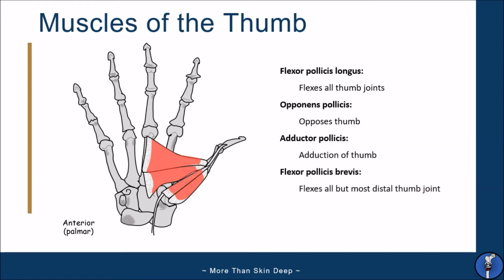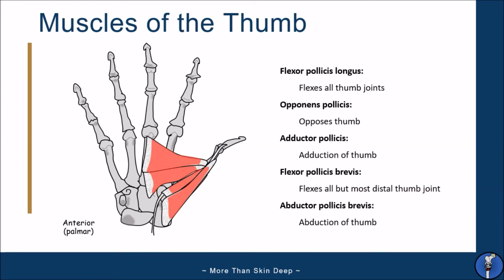The flexor pollicis brevis roughly overlies the opponens pollicis and likewise originates from the trapezium carpal. It inserts into the lateral aspect of the proximal phalanx to flex the metacarpophalangeal joint. Finally, we have the abductor pollicis brevis muscle, which sits most superficially. It originates from the scaphoid and trapezium carpals and inserts in the proximal phalanx to abduct the thumb anteriorly.